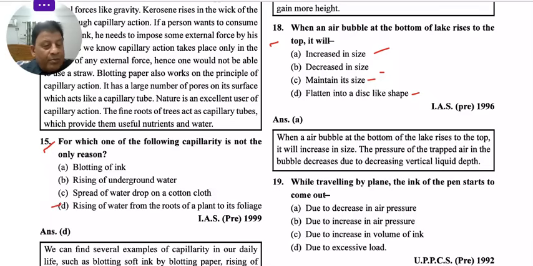Because blotting of ink, rising of underground water, and the spread of a water drop on a cotton cloth are capillarity. This, the rising of water from the roots of a plant to its foliage, is where capillarity is not the only reason, so this confirms it. Now let us see the next question.